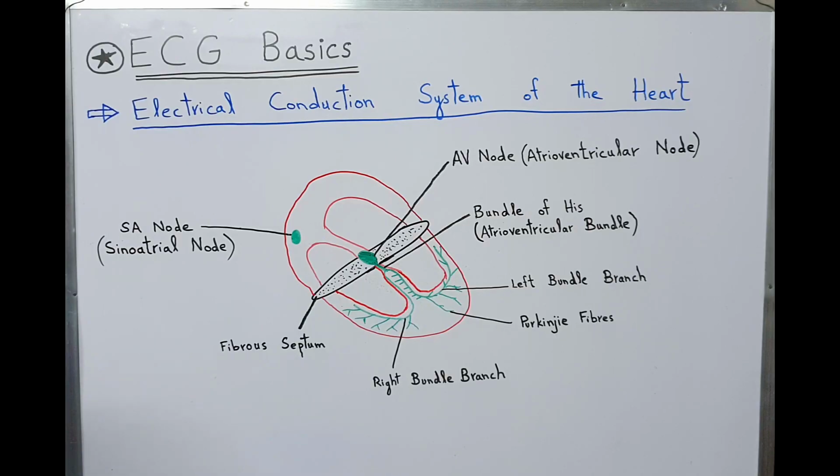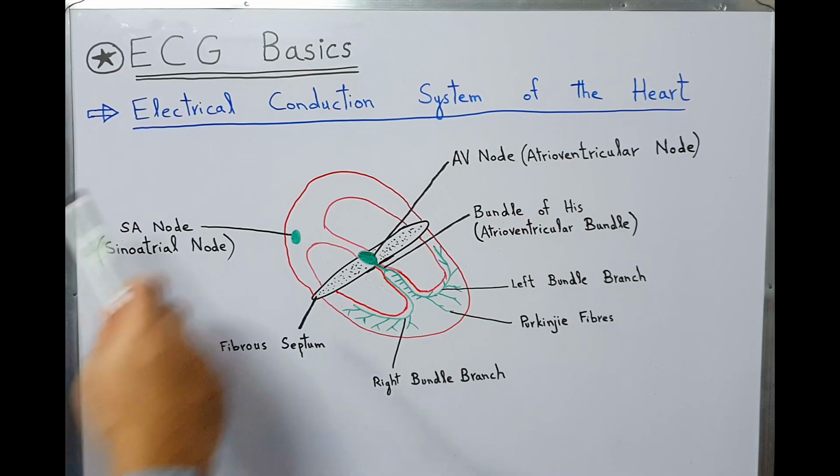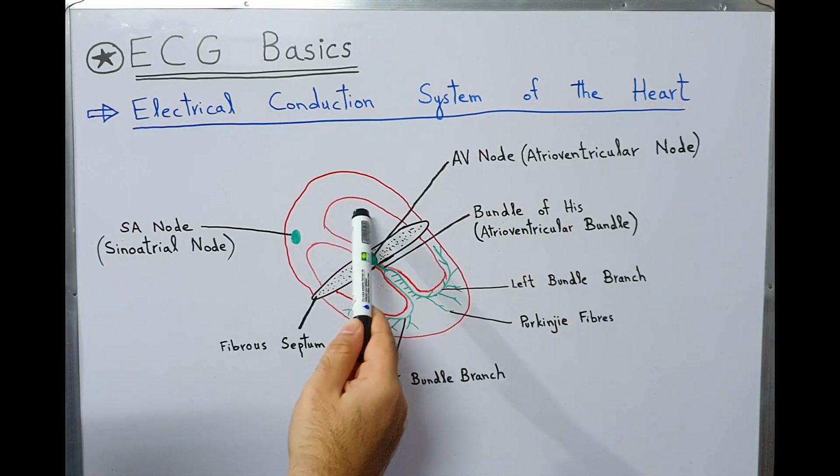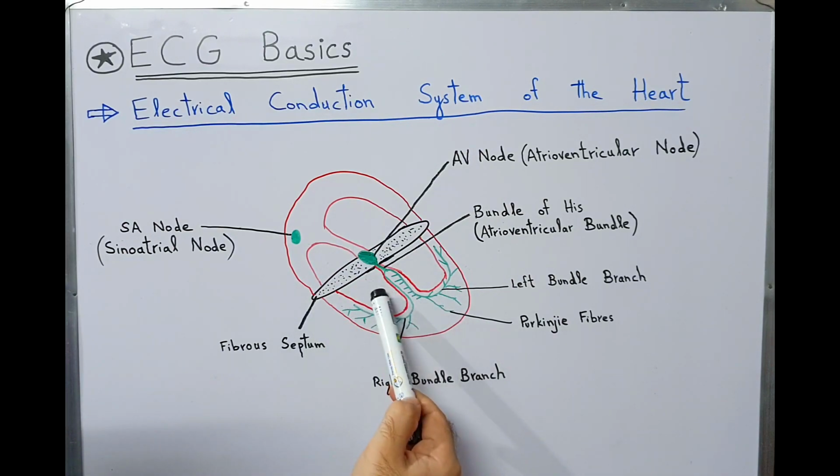Okay, let's start with the ECG basics. First of all, we will briefly overview the electrical conduction system of the heart. This is a simplified form of the heart drawn here. This is the right atrium, this is the left atrium. This is the right ventricle, this is the left ventricle.